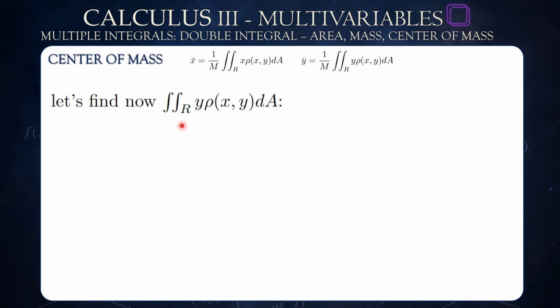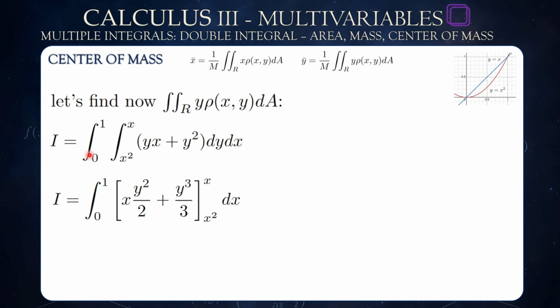Let's find now the y coordinate for the center of gravity. At first we will start with the double integral over R of y rho(x,y) dA. Then we divide by the mass m. I is equal to the integral from 0 to 1, integral from x squared to x, of yx plus y squared dy dx. We multiplied by y, which is equal to x y squared divided by 2 plus y to the power of 3 divided by 3, between x squared and x, integral from 0 to 1 dx.